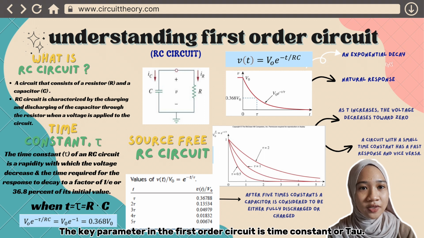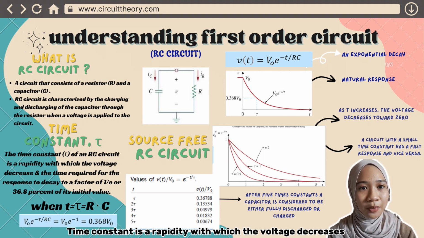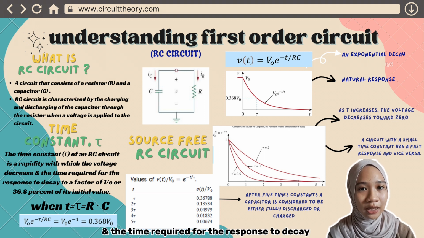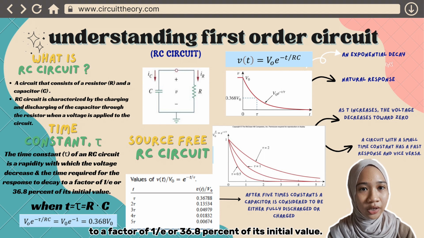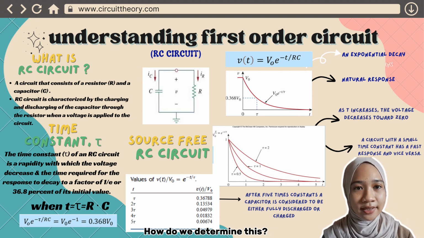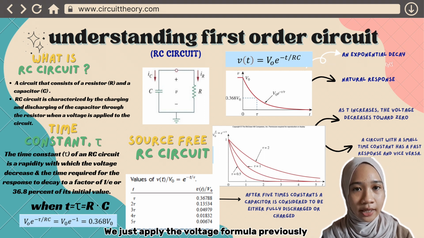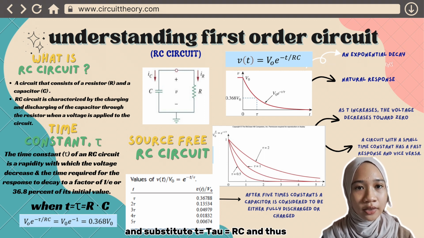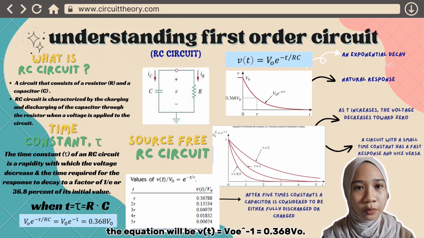The key parameter in the first order circuit is time constant or tau. Time constant is the rapidity with which the voltage decreases and the time required for the response to decay to a factor of 1 over e or 36.8% of its initial value. How do we determine this? We just apply the voltage formula previously and substitute T equals to tau and tau is equals to RC, and thus the equation will be Vt equals to V naught exponent to the power of negative 1 or 0.368 V naught.